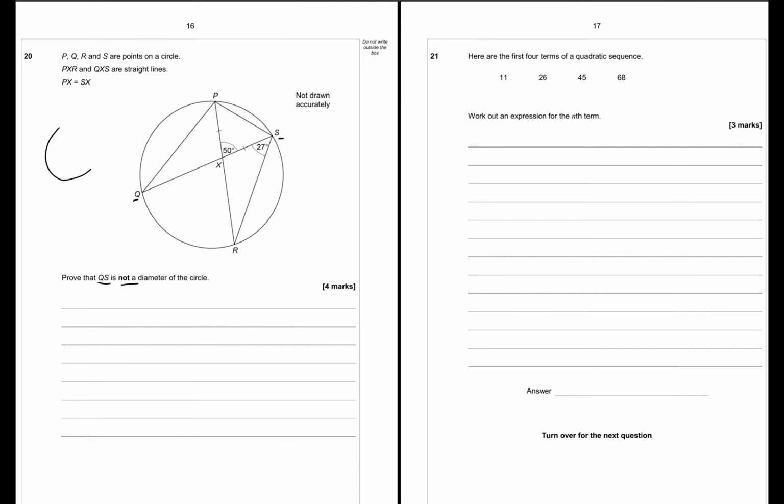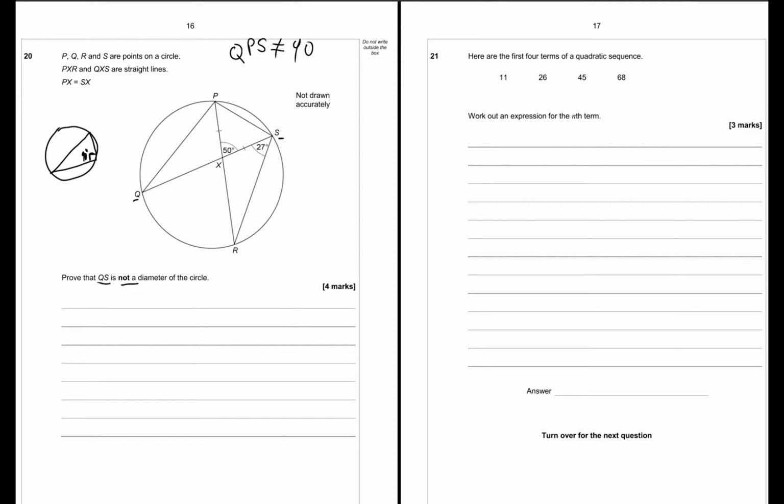So let's recall our circle theorems. If it's a diameter of a circle, we know the triangle formed with the edge, this one here is going to be a right angle. So we know this is going to be 90 degrees. So we want to prove that QS is not the diameter of the circle. So we want to prove that QPS is not equal to 90.